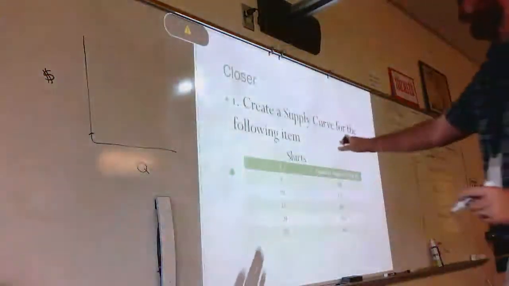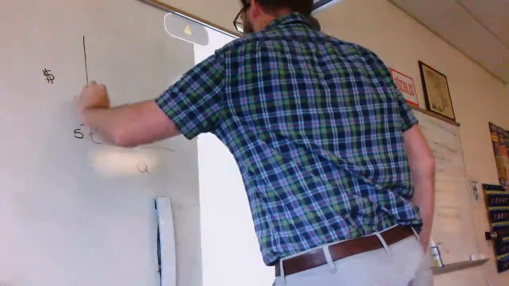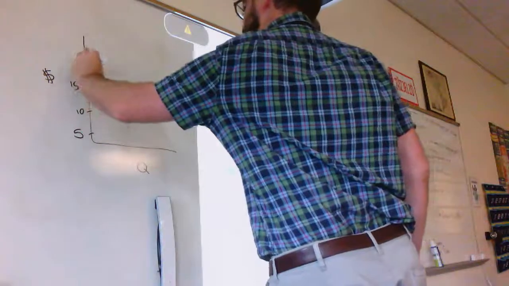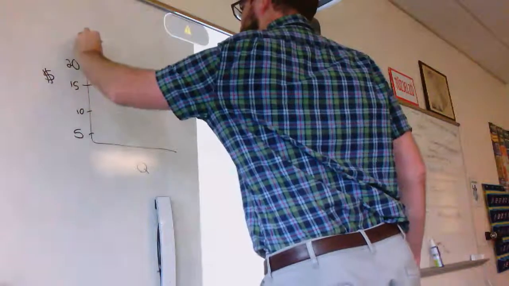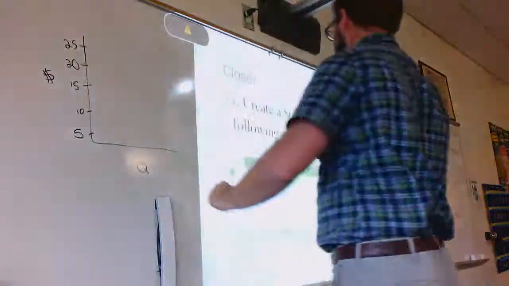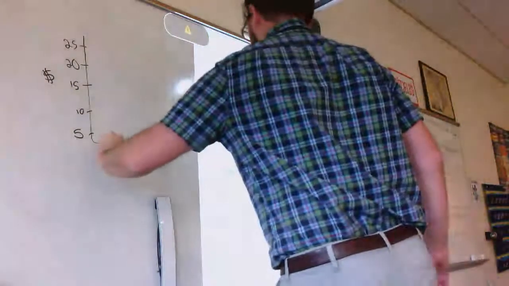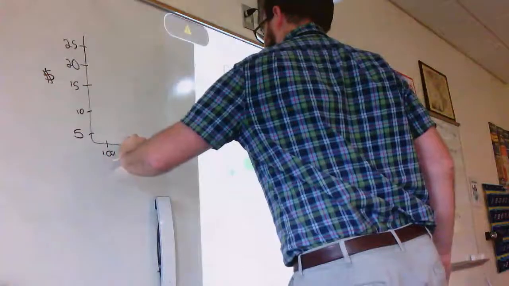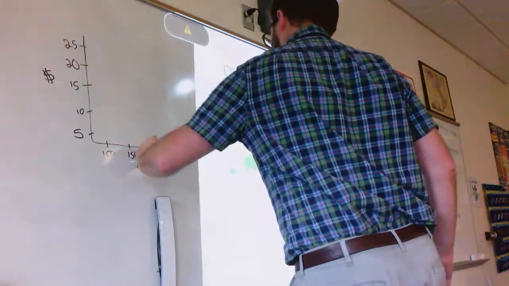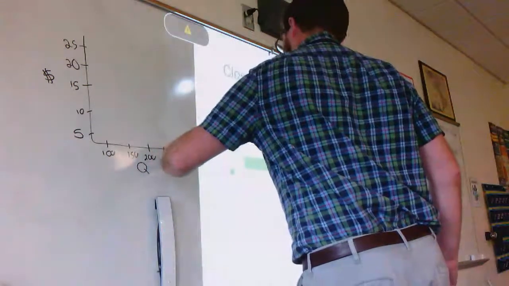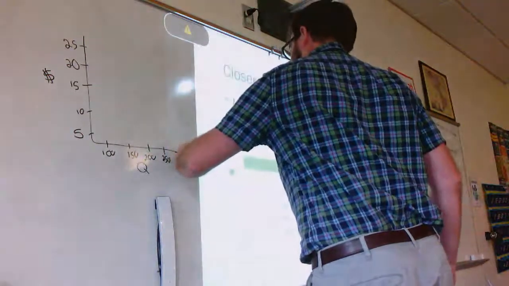So we're looking at shirts. We're doing $5, $10, $15, $20, $25. And if we're looking at quantity, we'll start low and work our way high. So 100 shirts, 150, 200, 250, and 300 shirts.